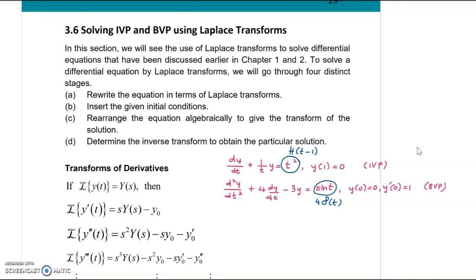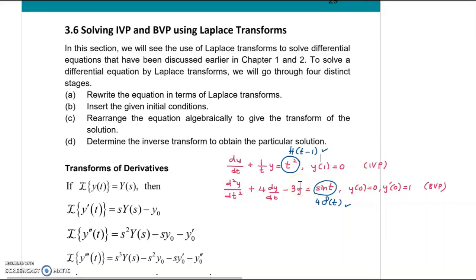Later, if you look at past year final exam papers, normally you have something that involves the Dirac delta or Heaviside, because we want the students to apply the Laplace transform. Otherwise, you can use the methods from chapter 1 and chapter 2. So that's basically the intention of this session: to solve the IVP and BVP using the Laplace transform.